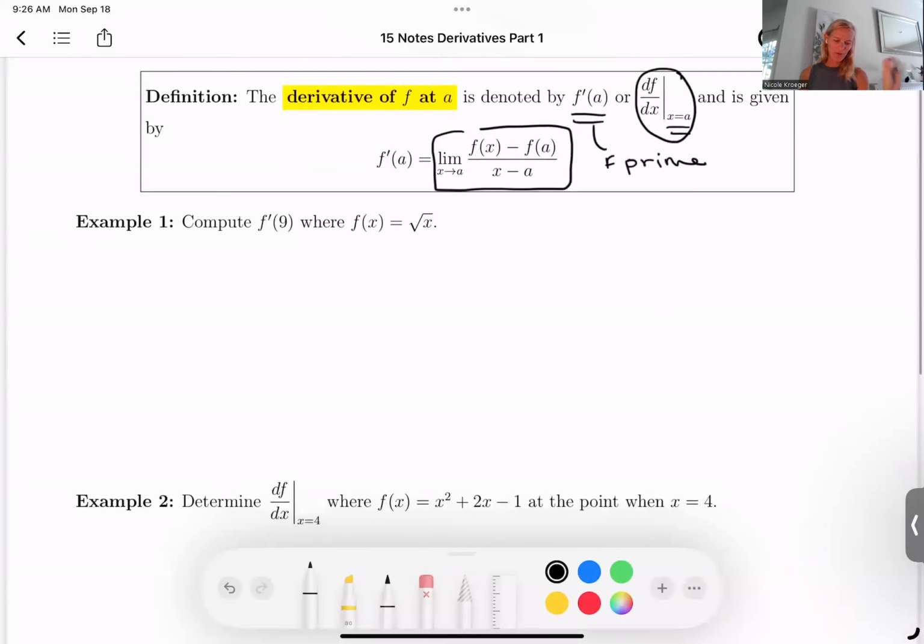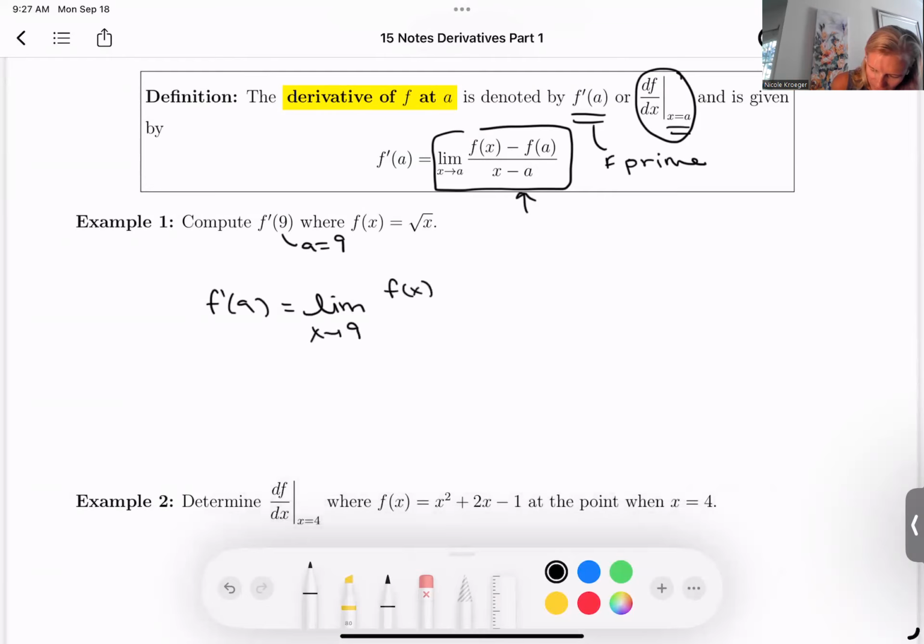So for this first one, let's compute f prime of 9, where f of x is square root of x. So in this case, our a value, the number that we're plugging in, is 9. And so we can just rewrite this definition that I have up here. So f prime of 9, I'm just going to replace the a's with 9, is the limit as x approaches 9 of f of x minus f of 9 over x minus 9.